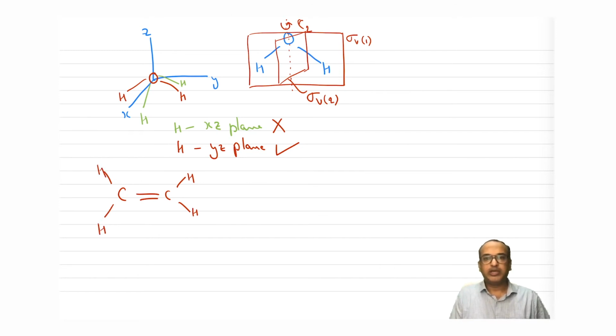Now in this case, what is your principal axis? You have three highest order axes here. One is passing through the C-C double bond, which is C2. Another is perpendicular, bisecting the C-C double bond, which is also C2. And the third one is perpendicular to the plane of the board and perpendicular to both of these C2s. So this is the third C2.